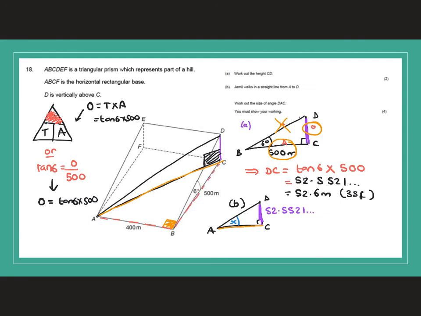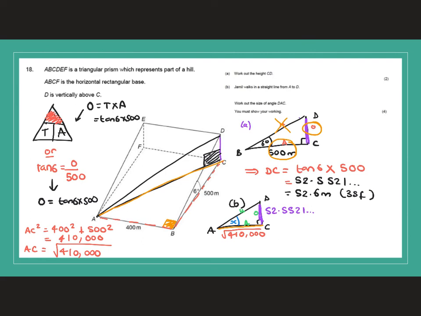ACB, and I'm going to say that AC squared is 400 squared plus 500 squared, so AC squared comes to a value of 410,000, and AC is the square root of that number. So this value here is the square root of 410,000. Now, let's label up this triangle, the opposite, the hypotenuse and the adjacent. We're clearly using O and A again.